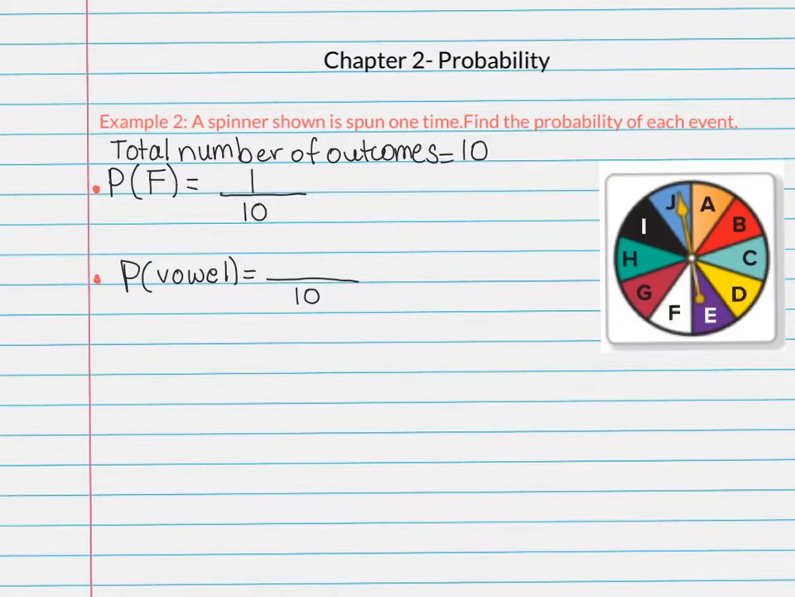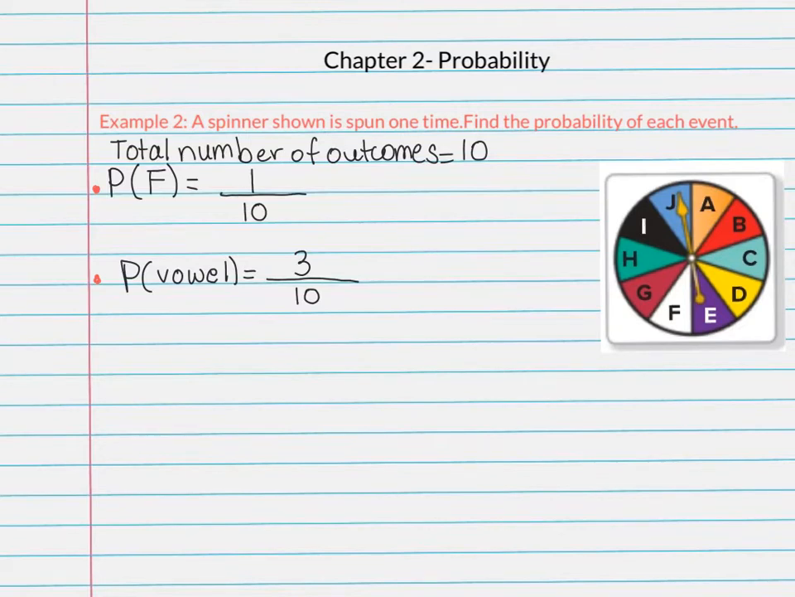Now, let's look back at our spinner and see how many vowels we have. We have A, that's a 1. We have E, 2 vowels till now. And then we have I. So we have in the spinner a total of 3 vowels. So our number of favorable outcomes is 3. So the probability of getting a vowel is 3 out of 10, or 3 over 10.